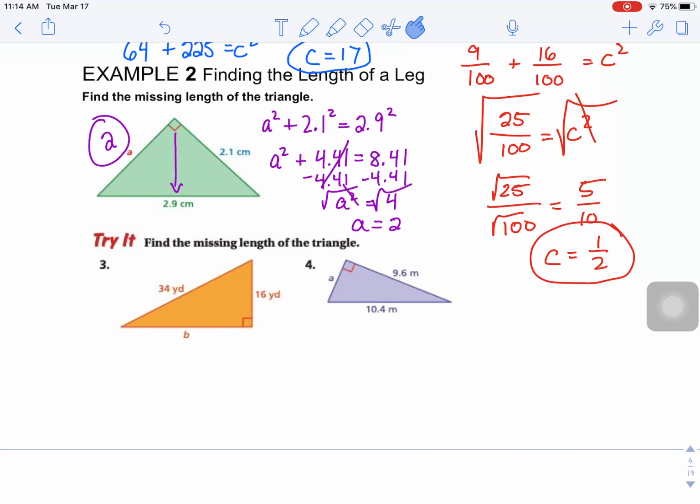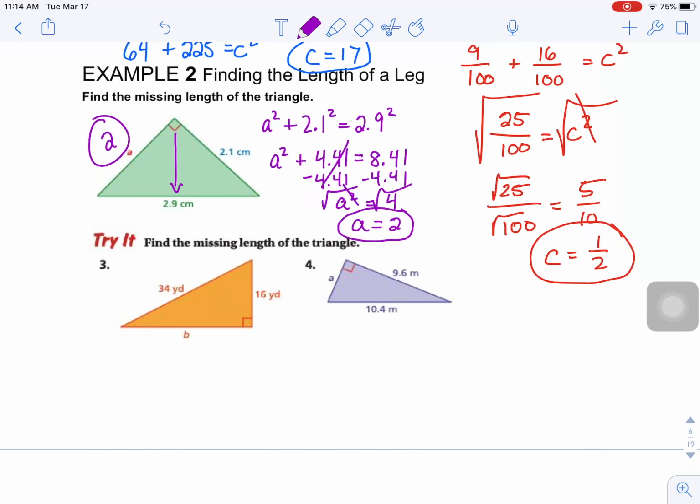Alright, same idea for 3 and 4. Again, feel free to pause the video here if you would like to try these on your own, and then play it to get to the answer. Alright, so I'm going to go ahead and plug those in. I'll stick with my purple color.